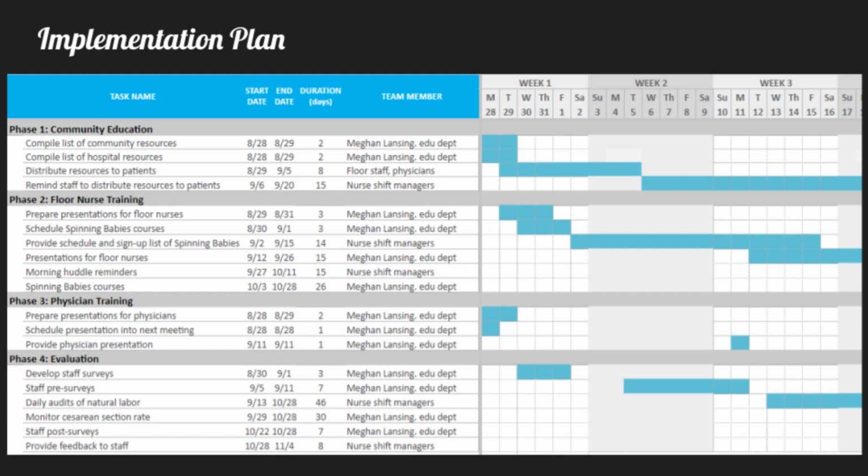Phase three involves physician training. So this involves providing physicians with information, again, about the risks associated with cesarean sections and the literature supporting the use of alternative labor positions and peanut balls. I will go into our last phase in a couple of slides, but first I want to talk about the potential consequences of the three that we have discussed so far.